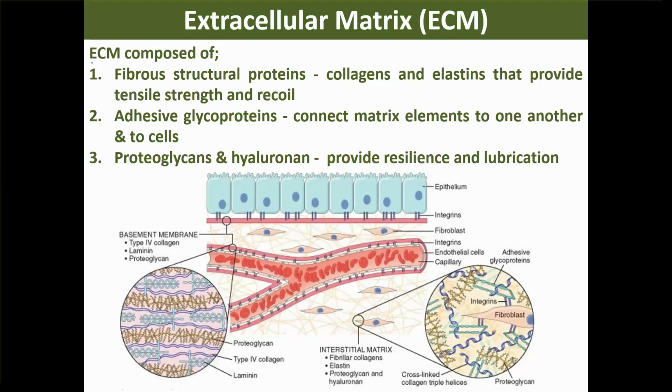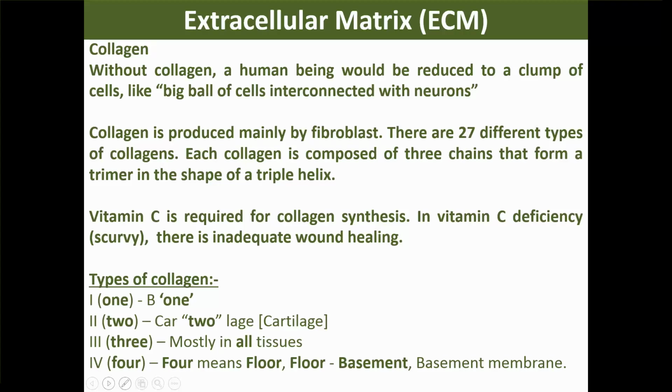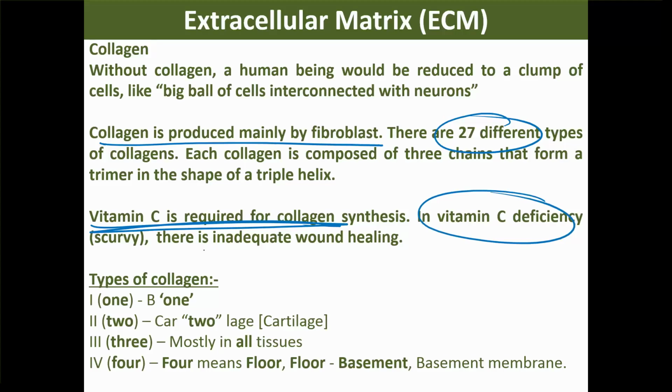So now coming to the extracellular matrix. Extracellular matrix is basically connective tissue. The cells are attached to the basement membrane, and below the basement membrane we have fibroblasts and blood vessels. This fibroblast produces collagen and other connective tissue substances. So this is called extracellular matrix. Collagen is the most important extracellular matrix. It is mainly produced by the fibroblast, and there are 27 different types of collagen. For collagen synthesis we need vitamin C. So vitamin C deficiency is involved in inadequate wound healing.